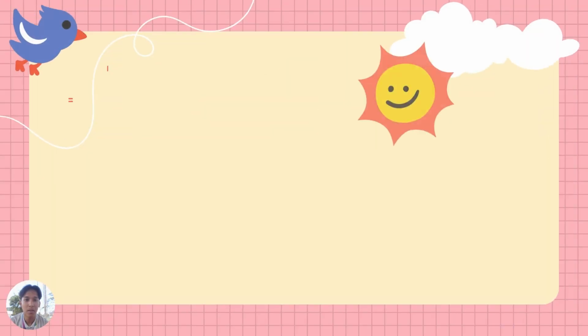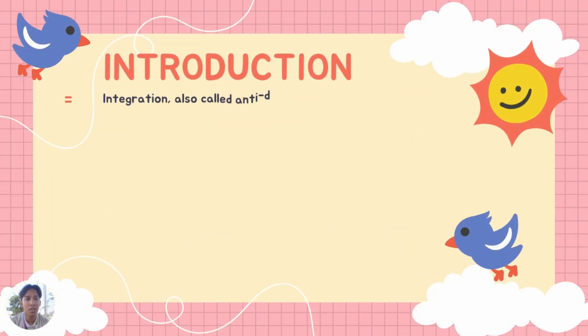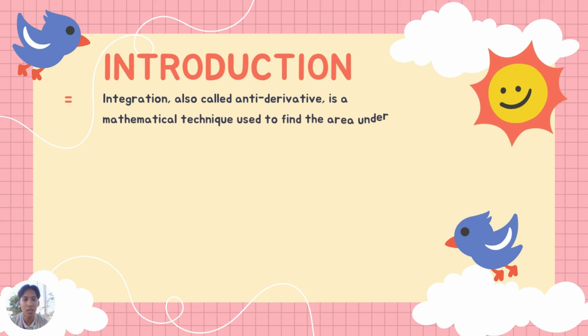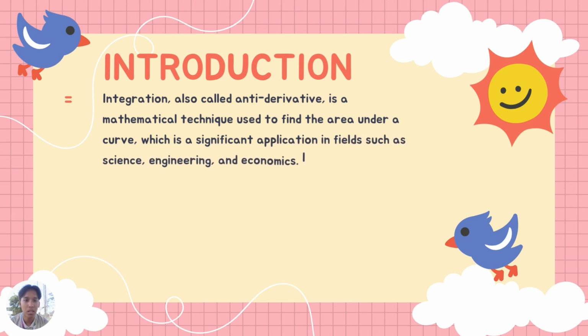So today we will talk about area under the graph. So firstly, the introduction. Integration, also called antiderivative, is a mathematical technique used to find the area under a curve, which is a significant application in fields such as science, engineering, and economics.